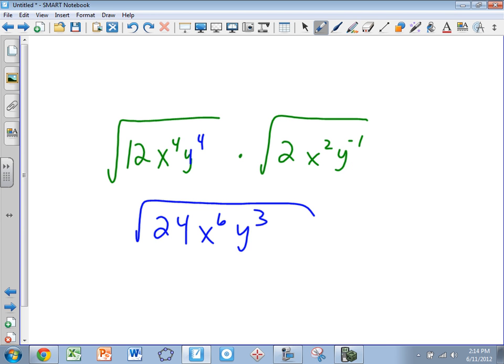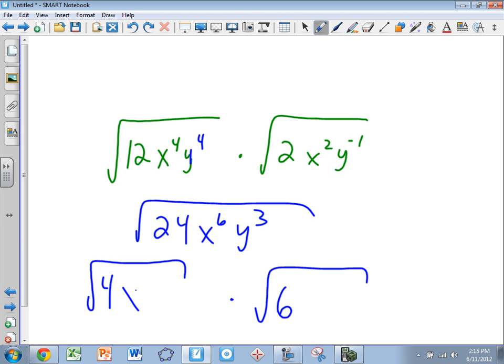So, what's the perfect square that comes out of 24? 4. Good. Break up the 24 into a 4 over here and a 6 over here. Remember how we did this? Perfect squares over here, non-perfect squares over here. Next, x to the 6th. Can 6 be divided by the index? What's the index here? 2. So 6 can be divided by that. So let's put the whole thing over here.